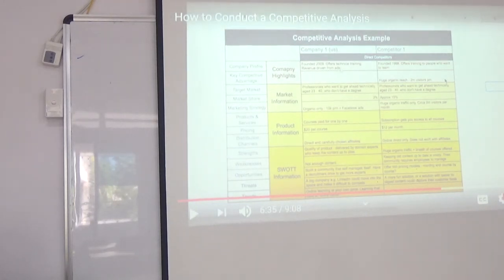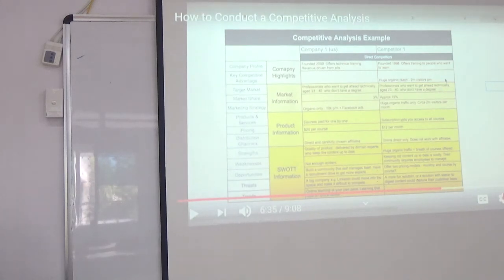Company profile, how old. I think this is where the mission statement would be. What are they trying to do? They get money from ads. Where do people get money from here? They're trying to offer training, so they're selling some kind of training. The competitive advantage of this company is that they have 2 million visitors per month on their website.